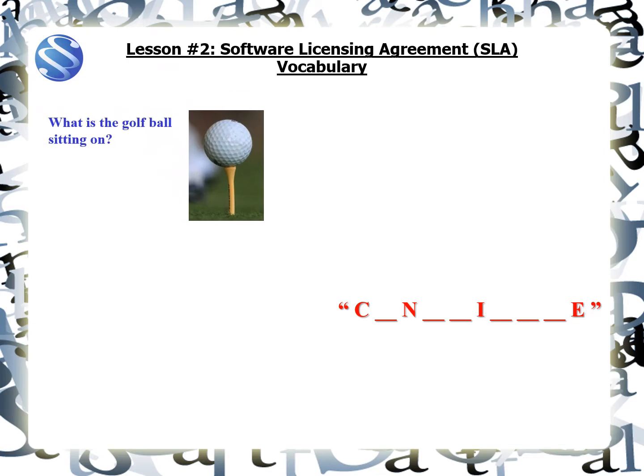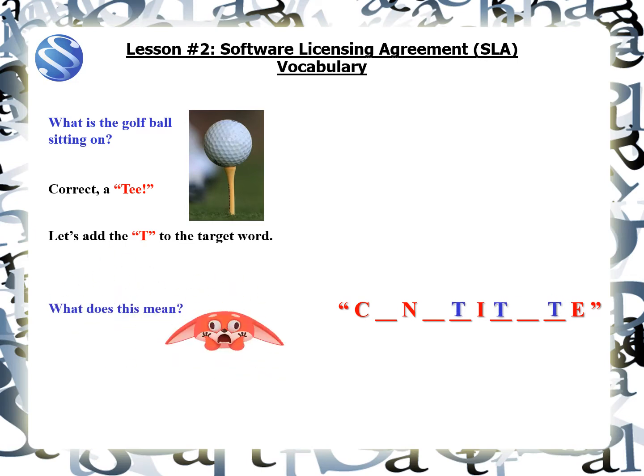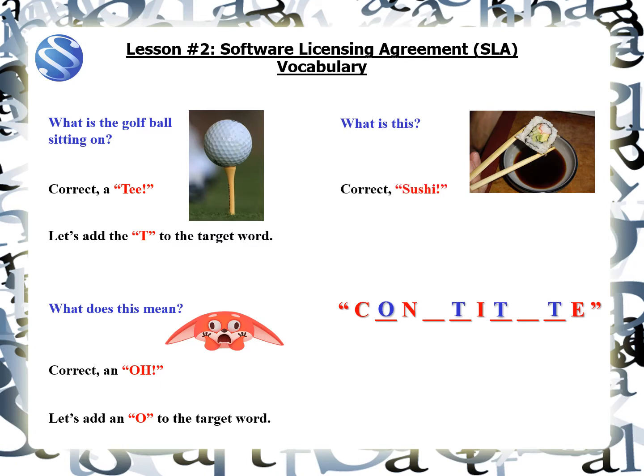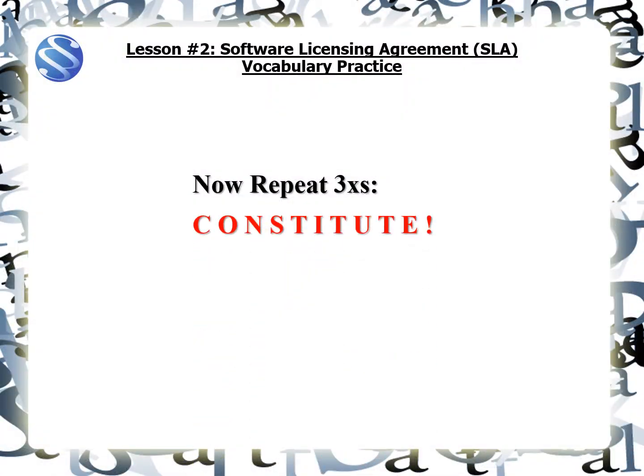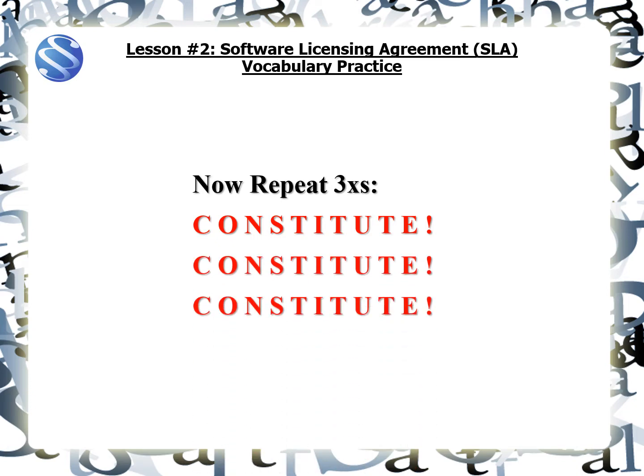What is the golf ball sitting on? Correct, a tee. Let's add the T to the target word. What does this mean? Correct, O. Let's add an O to the target word. What is this? Correct, sushi. Let's add S and U to the target word. What does that spell? Constitute. Now repeat 3 times. Constitute, constitute, constitute.